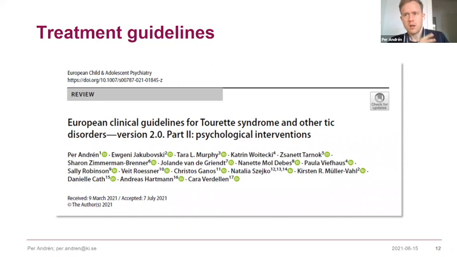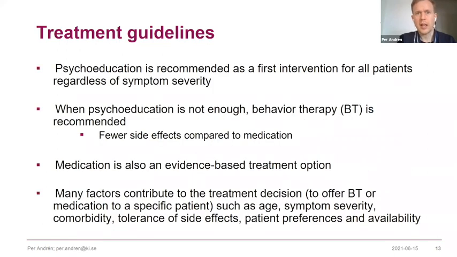I would say these two guidelines are the most recent to date, but they more or less say the same thing. There are some differences in the details, but more or less it's the same content. And what they say, if we just try to narrow it down, is that psychoeducation is recommended as a first intervention for all patients, regardless of symptom severity.